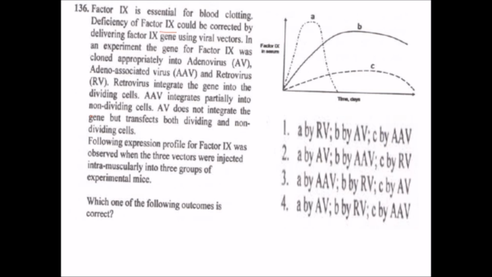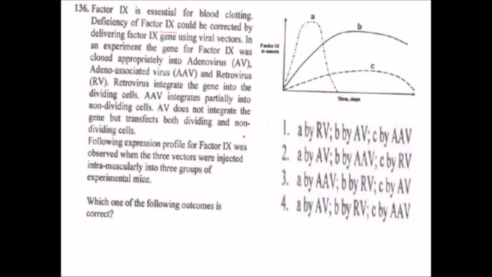So it is partially integrated into the non-dividing cells, so it will last very little time. The adenovirus does not integrate the gene but infects both dividing and non-dividing cells. Now the point is that as long as the adenovirus is present, it will be expressed in both dividing as well as non-dividing cells. But once the adenovirus is not inherited, it will not be carried to the daughter cells. So after a time, the expression will definitely decrease.